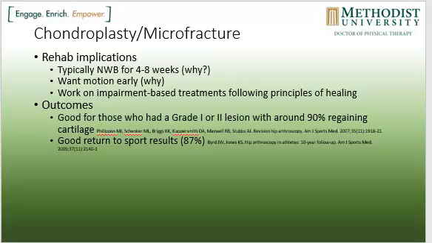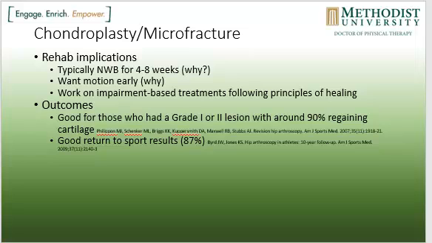All right, so when we're treating an individual who has had a microfracture or chondroplasty, they're typically non-weight bearing for 8 weeks. So I want you to think about why they would be non-weight bearing and why we need to protect that joint if they had a microfracture of the hip. We want early motion. So again, why? Why do we want early motion? We should want to start remodeling that cartilage and getting the surface to mold in the position that we want it to mold in.